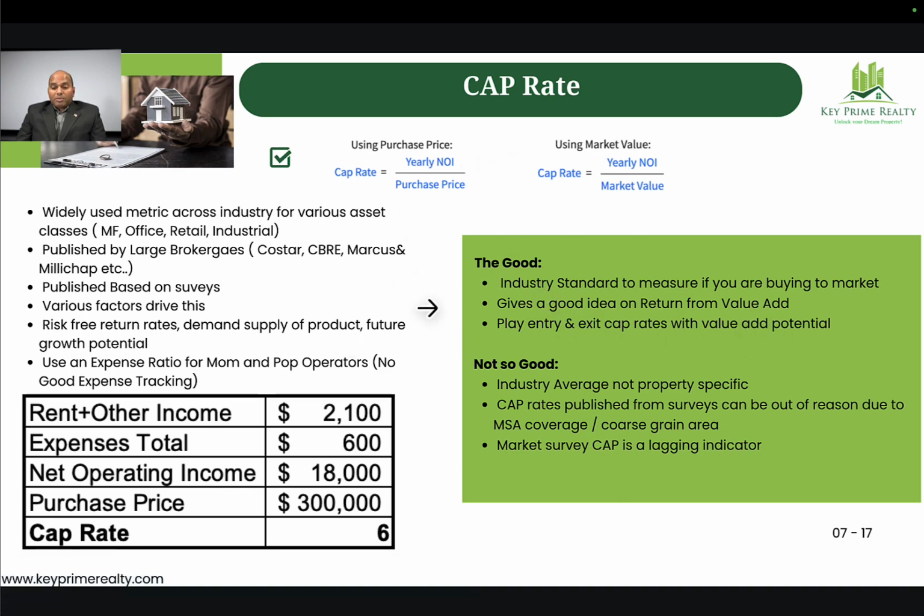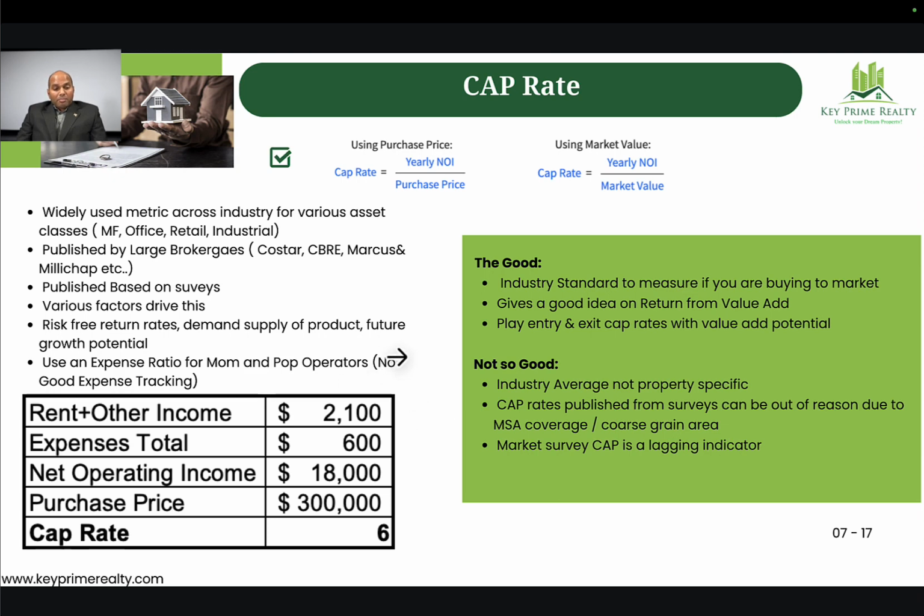So that's the cap rate. It's an industry standard, good for comparisons. The only downside with this is that cap rates are based on surveys, there's no math to it. So if you are evaluating a property which is coming out to be a 5 cap and the market is 6 cap, and it's a small market and also the asset is not positioned properly, there could be times where you have to use a lot of judgment. This is not an exact science.